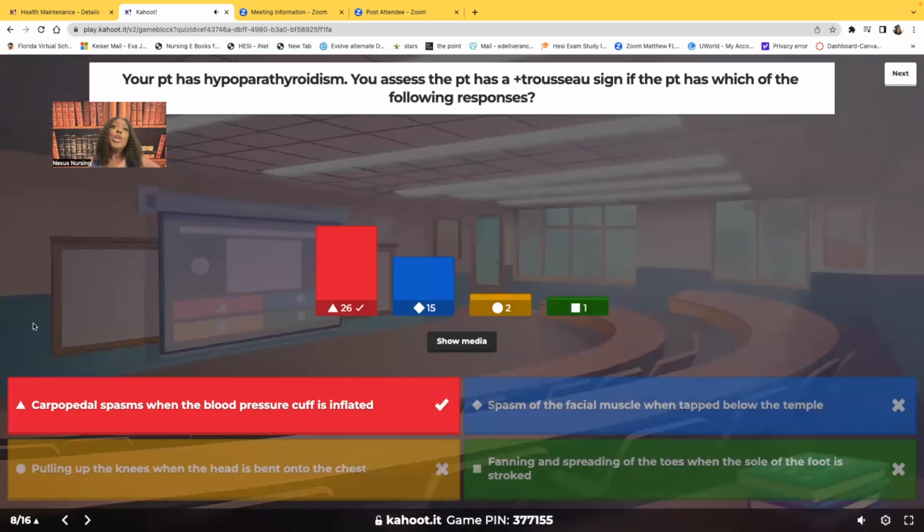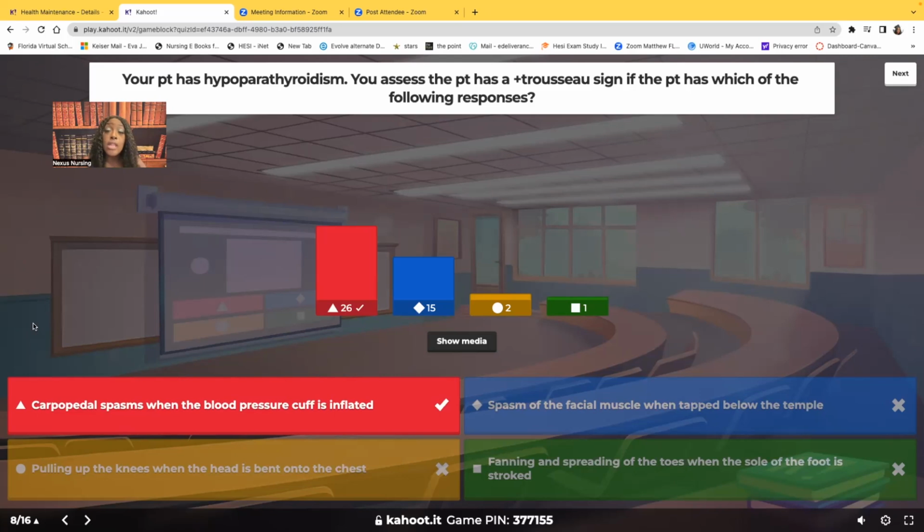Very good. So that's the one where you're taking that patient's blood pressure and that cuff is inflated. And by the way, the positive Trousseau, that's a type of tetany. And so you'll see their hands start to flap like this, okay? So when a patient has hypocalcemia, one of those signs and symptoms of hypocalcemia is a tetany. One of the tetanies is a Trousseau, which I just mentioned.